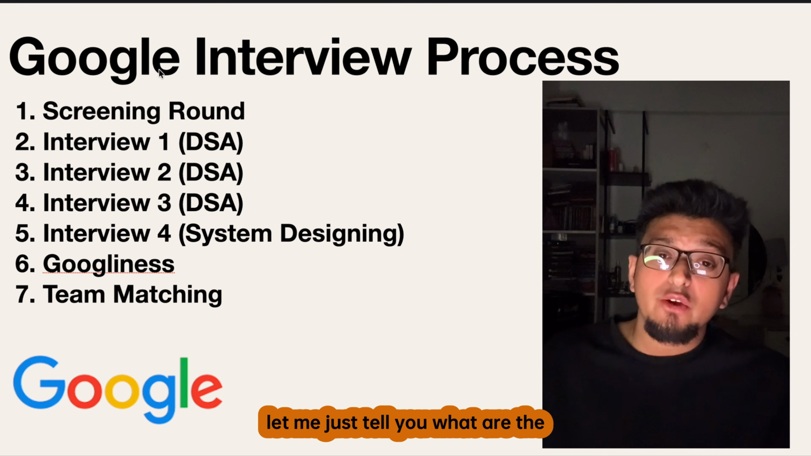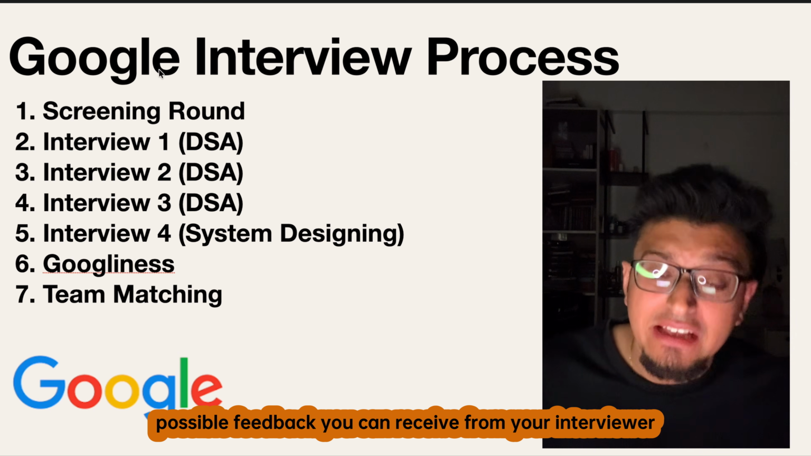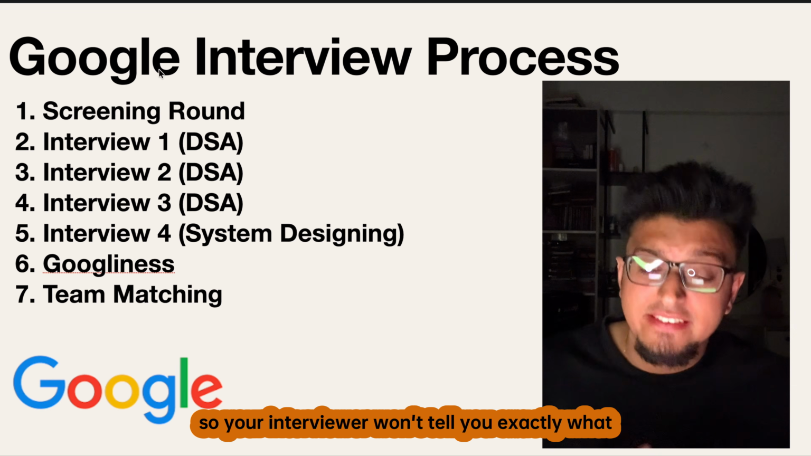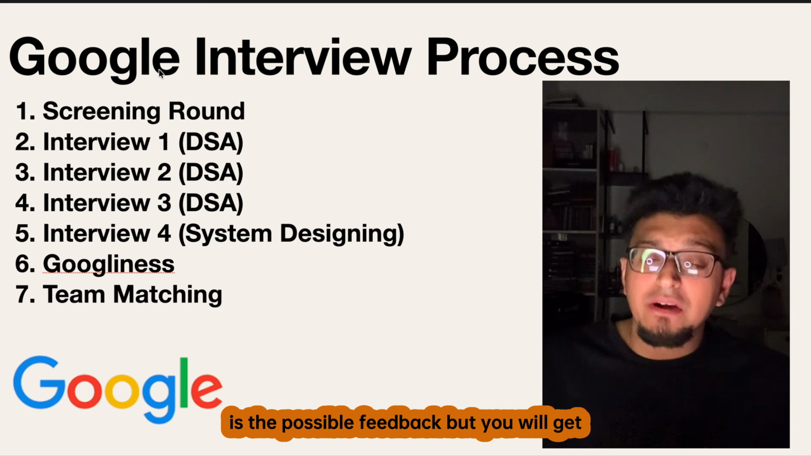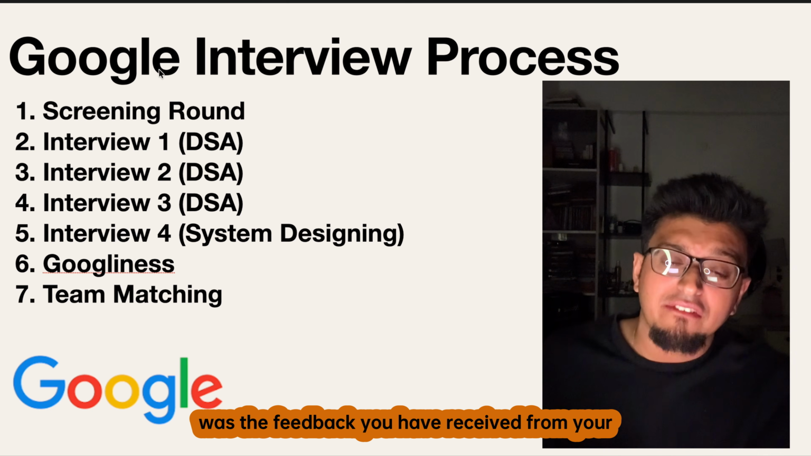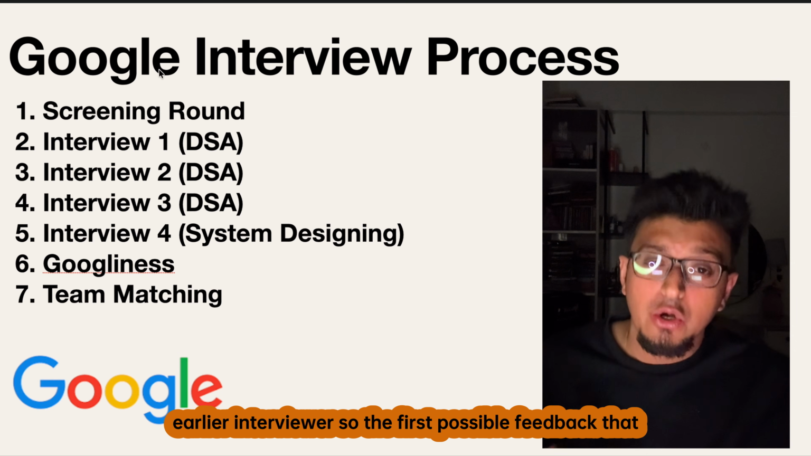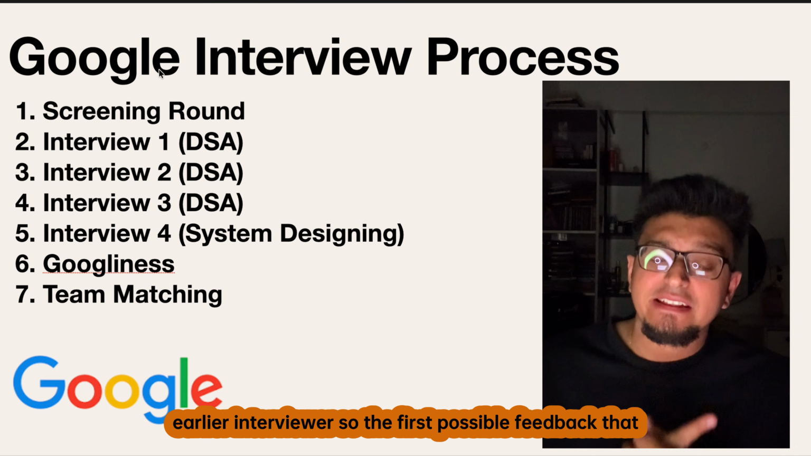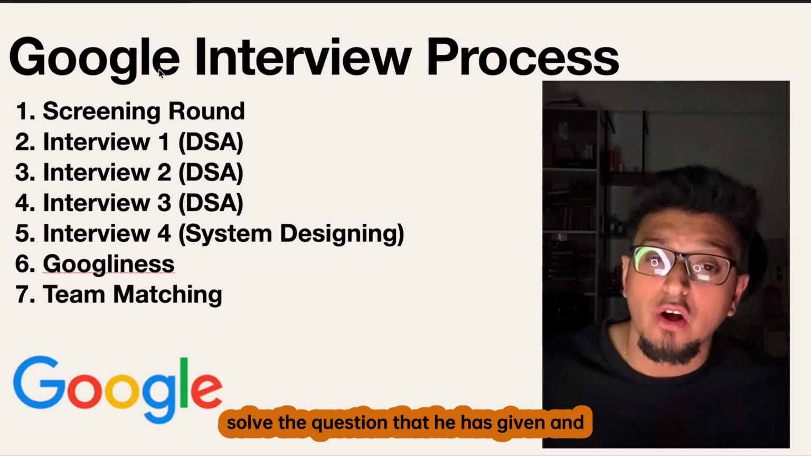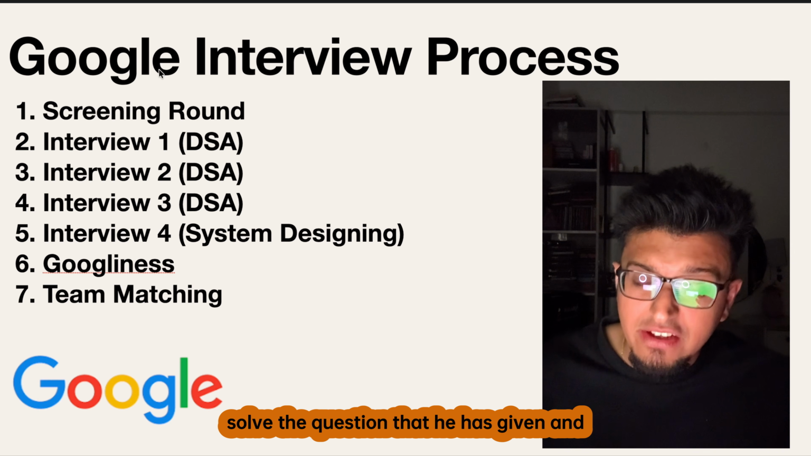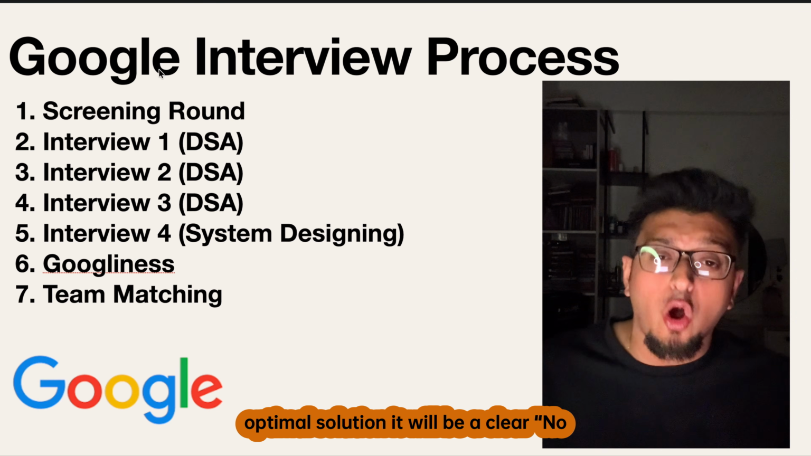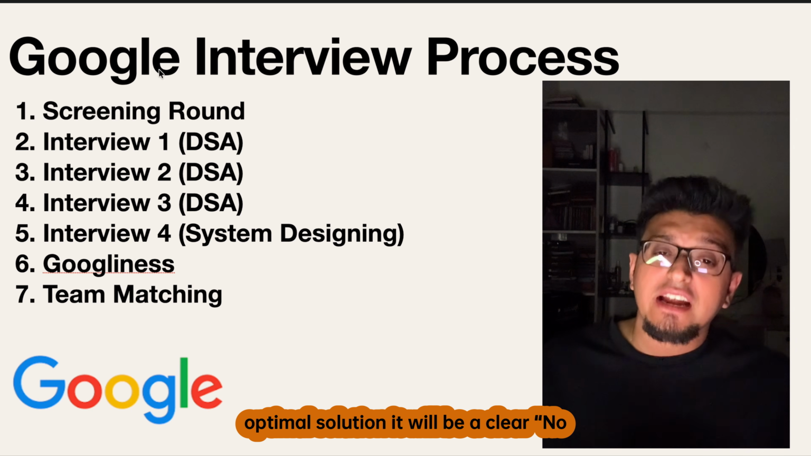So let me just tell you what are the possible feedback you can receive from your interviewer. Your interviewer won't tell you exactly what the feedback is, but you will get to know from your hiring HR what feedback you received from your earlier interview. So the first possible feedback that you will get is a no hire. That is, if you are not able to solve the question that he has given, and you are not able to solve it within that timeline, and if you have not given the optimal solution, it will be a clear no hire from the interview.